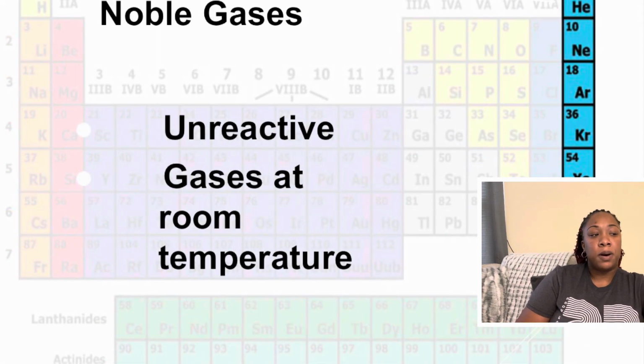And the final group on the periodic table, in some books you may see it labeled as group 0, group 8, or group 18. This group is referred to as the noble gases. They're unreactive, and they're all gases at room temperature. So the noble gases are helium all the way down to radon.